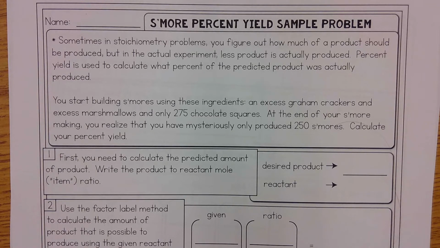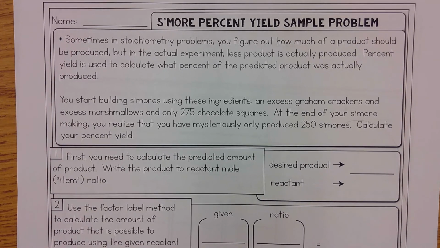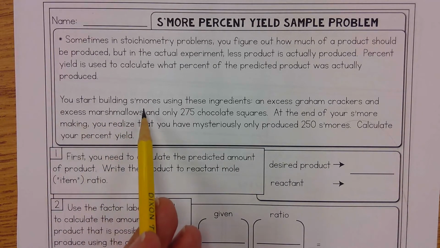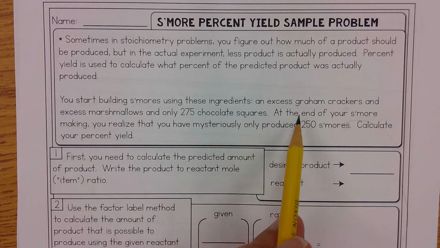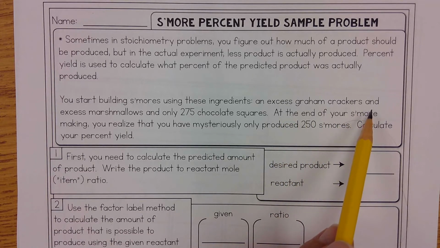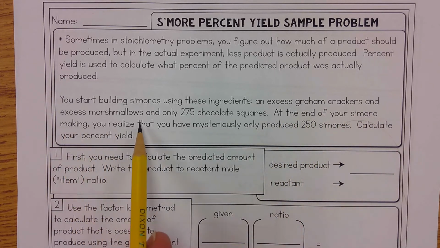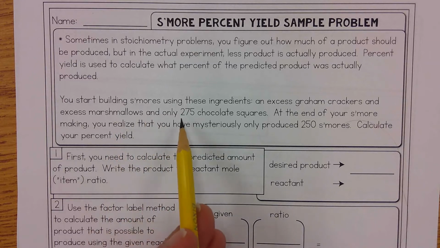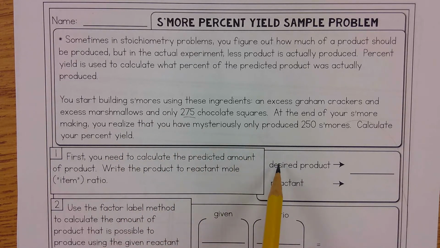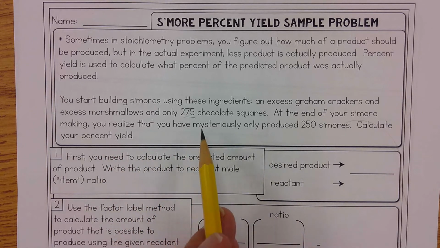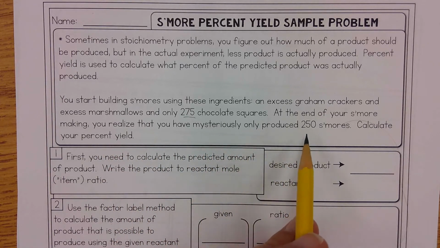Okay, so let's do some example problems of how that works. Here's our problem. It says you start building s'mores using the ingredients. You have an excess of graham crackers, so you got plenty of those. Got an excess of marshmallows, plenty of those. Only 275 squares of chocolate. At the end of your s'more making, you realize that you have mysteriously only produced 250 s'mores.